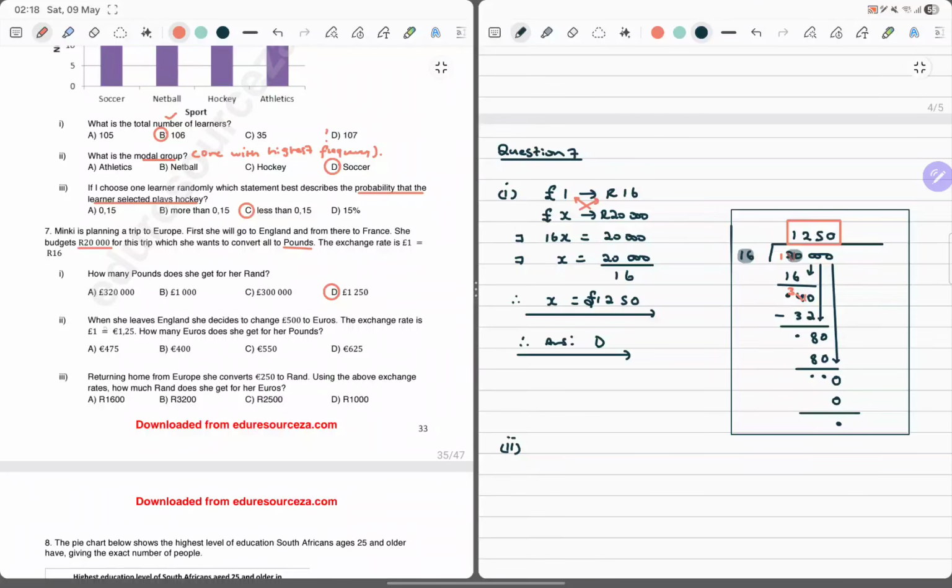Right, when she leaves England she decides to change the 500 pounds to euros. Is it euros? Euro. Euros.